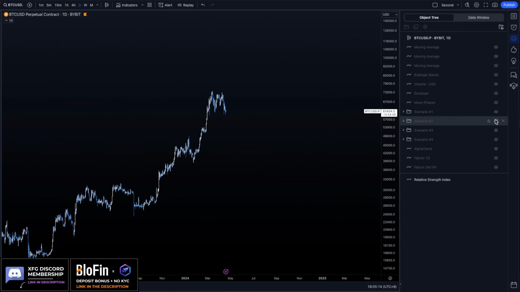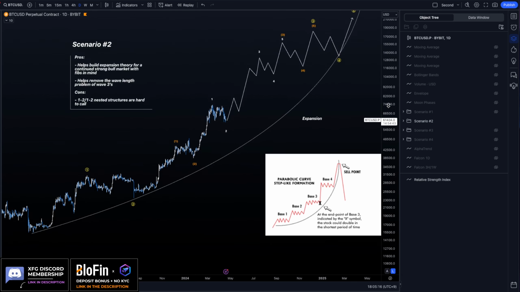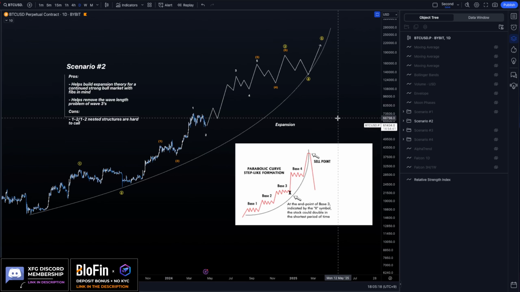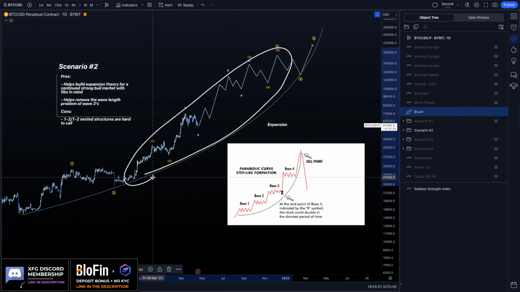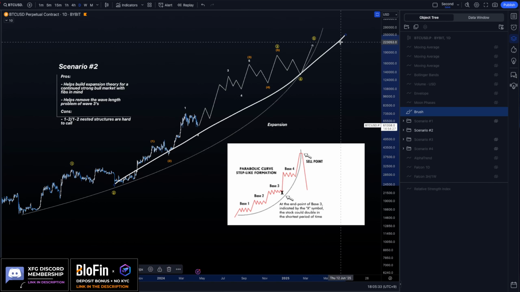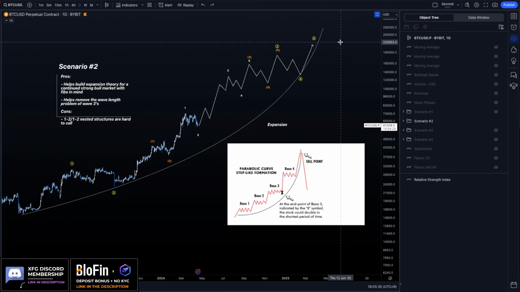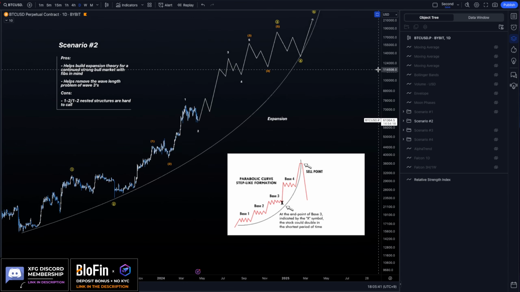Now, let's get into scenario number 2, which is working on the idea of expansion. Now, expansion, these scenarios are arguably better looking, but you don't want to be assuming expansion ideas in terms of parabolic moves because they're dangerous. You don't know how far a bull market is going to be going, no matter how good they may look. But we do have pros for this idea as well.